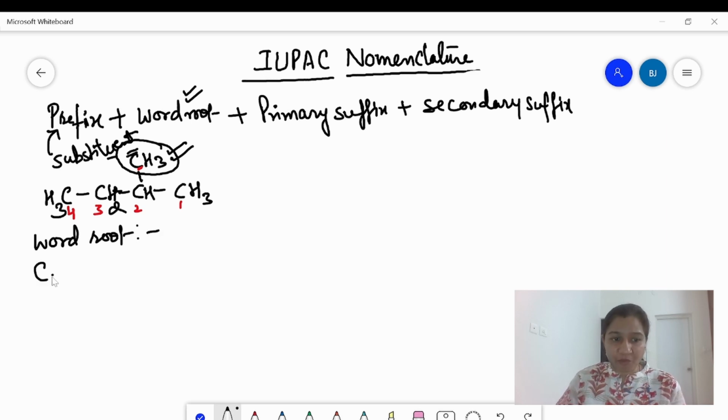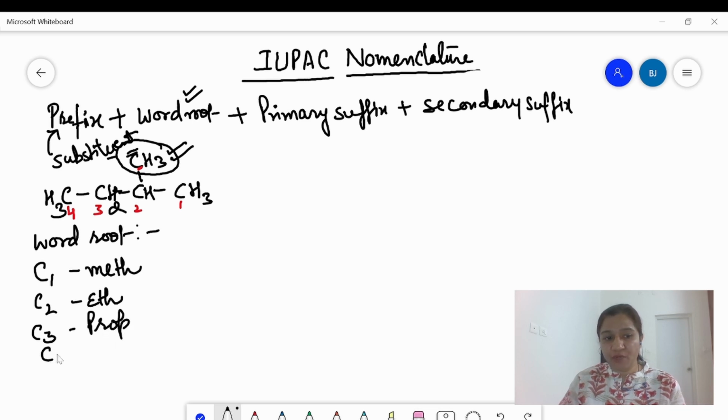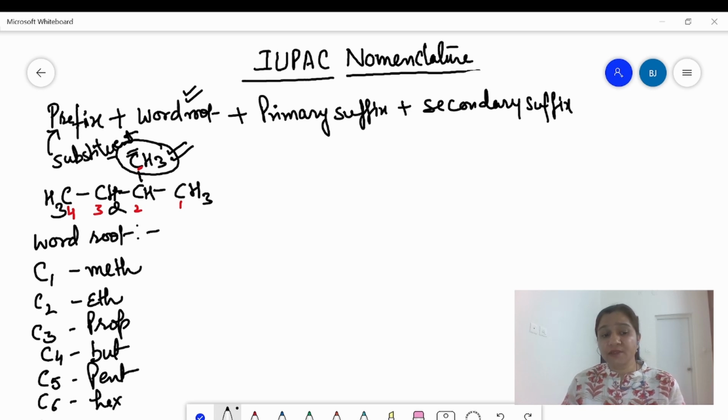Suppose if you have one carbon in the chain, the word root we use for one is meth. If you have 2 carbons in a chain, then we use eth. For 3 carbons we use prop. Then if you have 4, we use but. If you have 5 carbon, then we use pent, and if you have 6, we use hex, and so on. For 7 you will say hept, 8, oct, like that.